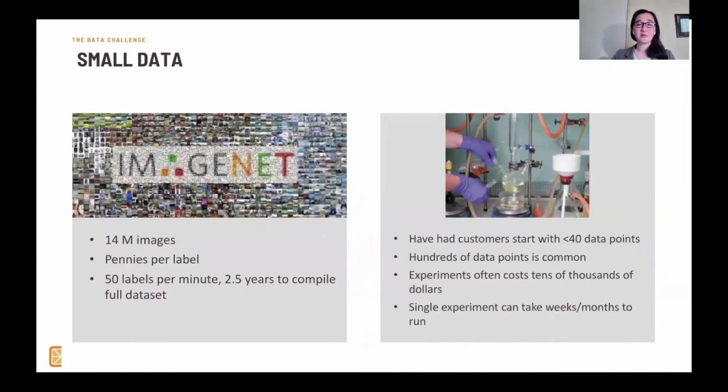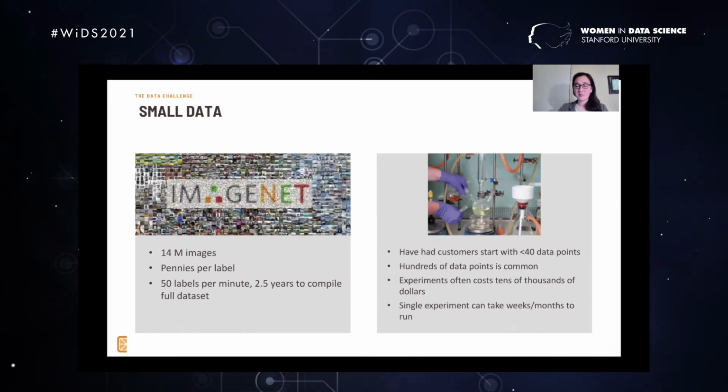The next challenge I already referenced, which is the small data challenge. If you look at a traditional application like image classification, one of the real keystone data sets is ImageNet. ImageNet has 14 million images, and it was considered a major milestone when this data set was created. It took 2.5 years to complete, and during that time, each label cost a few pennies. This was done through Amazon Mechanical Turk, and a given labeler could give about 50 labels per minute. So it did take 2.5 years to create.